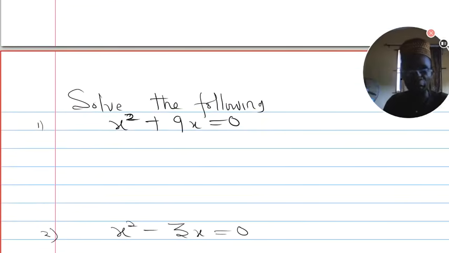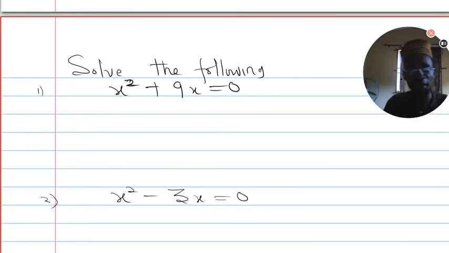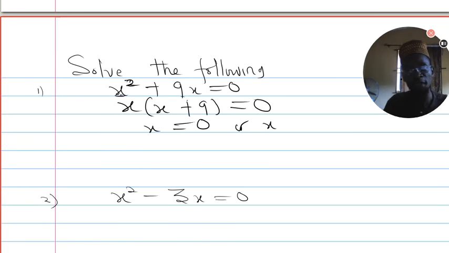Now look at this question as well. Before we can solve this one, we need to factorize it. So x common here: x(x + 9) = 0, x = 0, or x + 9 = 0, x = 0, or x = -9.